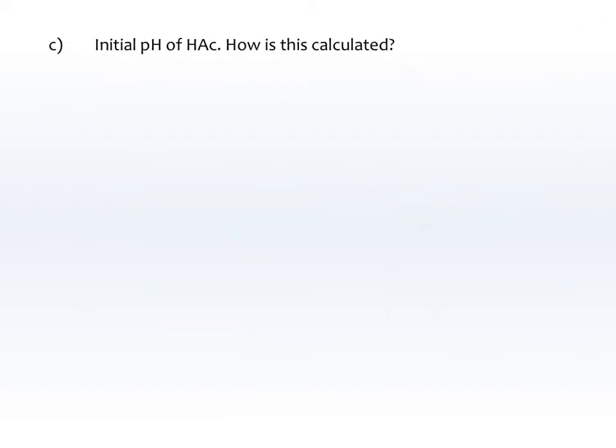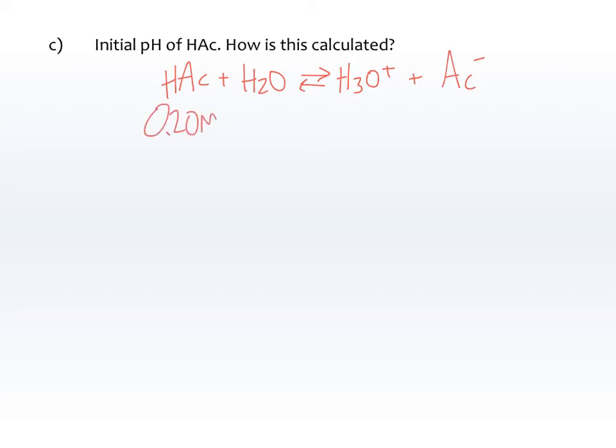Alright, let's get down to the nitty-gritty. What's the initial pH of the HAc, and how is this calculated? So look back again at your formula. HAc plus water is going to make H3O plus and Ac minus. Notice that my formula does not have NaOH in it. First of all, because I haven't added any NaOH to my solution, but even if I had, I hadn't added enough to get to the equivalence point. So I have a 0.20 molar HAc solution initially, and then a 0 here and a 0 there. We're going to have minus x, plus x, plus x.